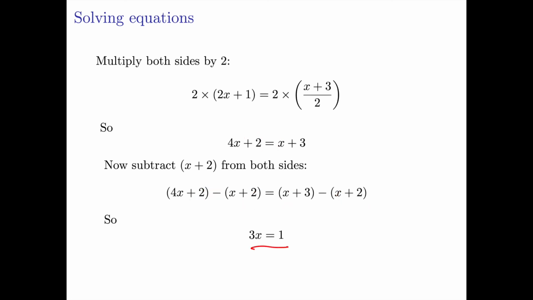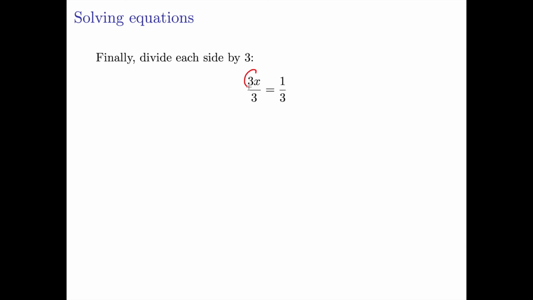We're almost there in terms of solving for x. We're just going to divide both sides by 3. So we've got 3x on the left side, 1 on the right side. Divide both of them by 3. The 3 in the numerator and 3 in the denominator cancel. So we're left with just x, and the right side is just 1/3. That's the solution we found when we solved graphically.